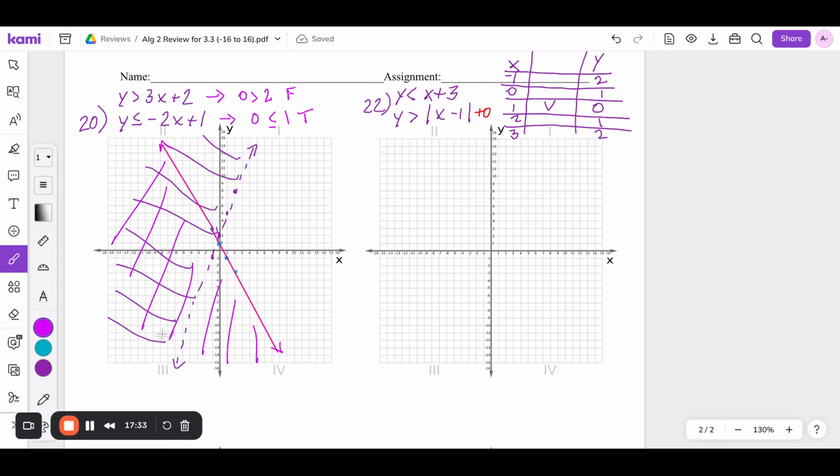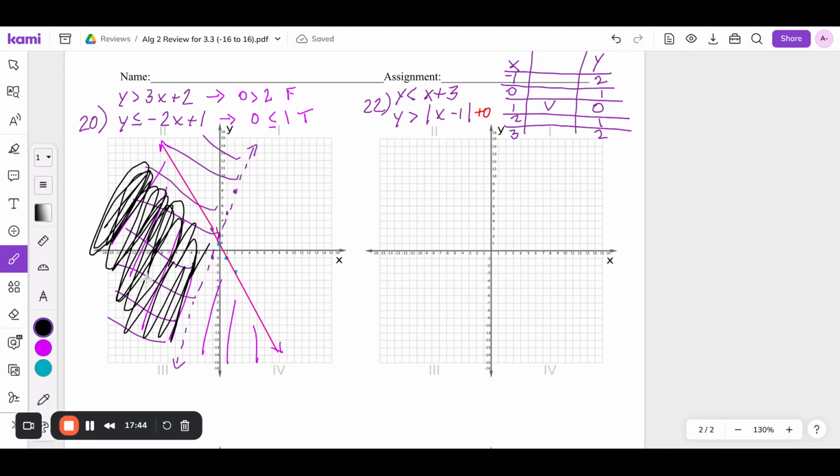Notice where the shading is common to both is right in here in this area. And so I'm going to make that more prominent to show that the solutions to this system is right here in this area.